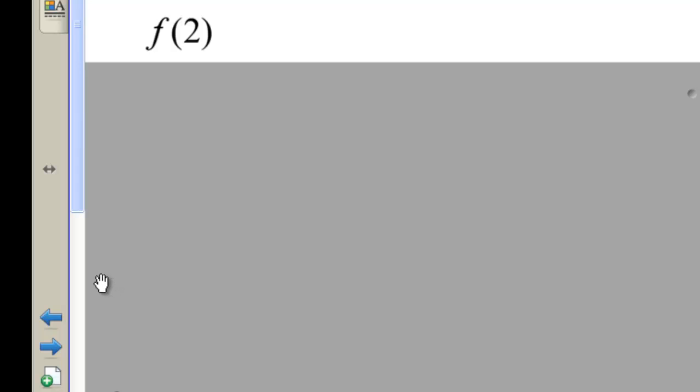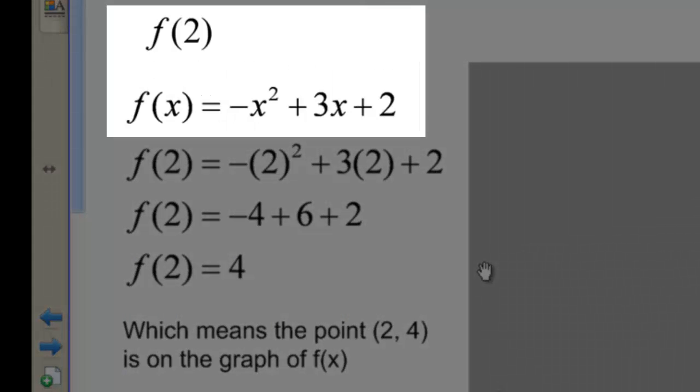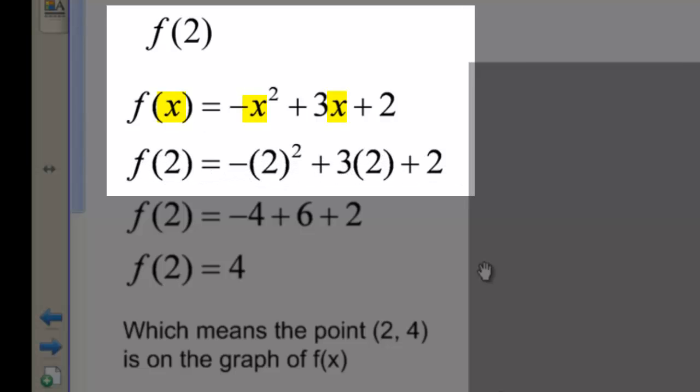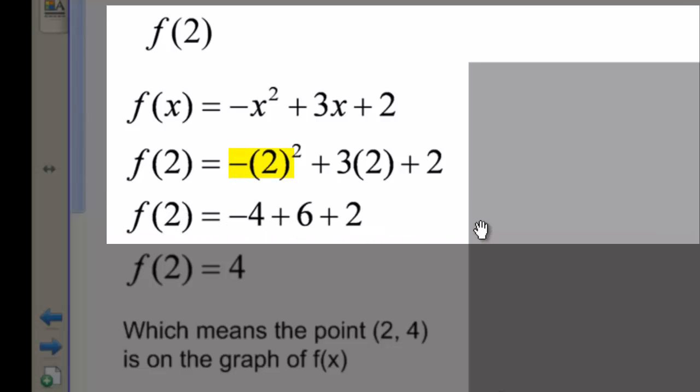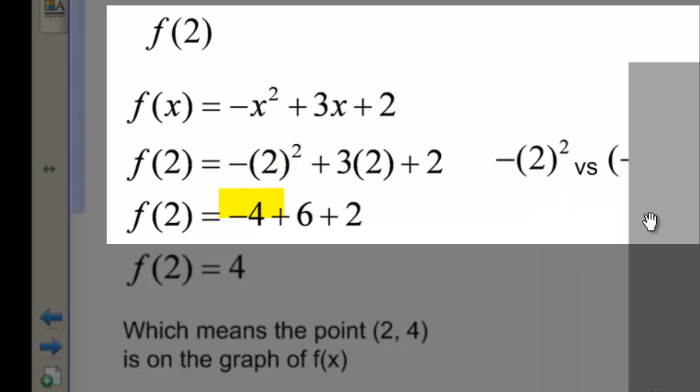So let's look at f of 2. F of x is equal to the opposite of x squared plus 3x plus 2. If I want you to find f of 2, all it is a substitution problem. If I said, find the output when you input 2, this is how we use function notation to show our work. So f of 2 equals negative 2 squared plus 3 times 2 plus 2. So I substituted in 2 for those x's. Now I want to be clear about something with the next step. The opposite of 2 squared, because that negative is on the outside of the 2, it does not get squared, so it yields negative 4.